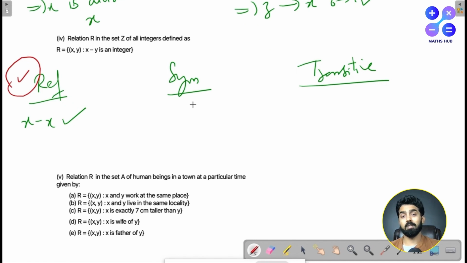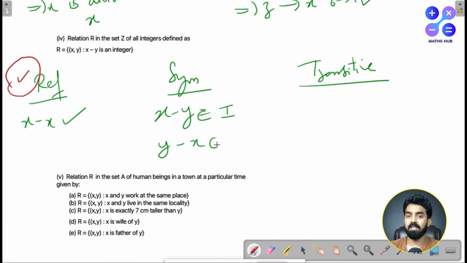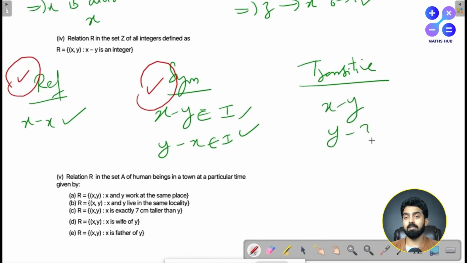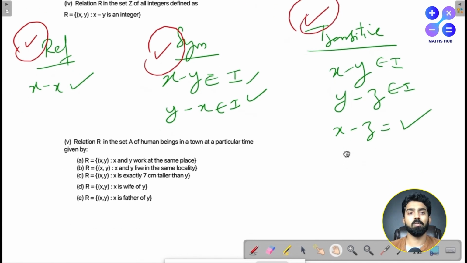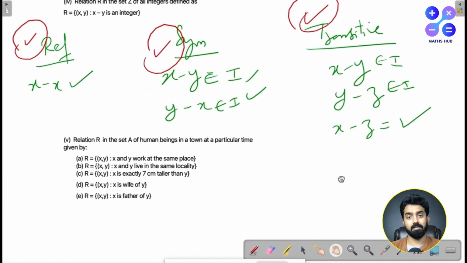Is it symmetric? If x minus y is an integer, will y minus x be an integer? 100% yes. If x minus y belongs to I, y minus x will always belong to I. So it is symmetric, yes. What about transitive? If x minus y is an integer and y minus z is an integer, is x minus z also an integer? Yes, 100%, right? If x minus y belongs to I and y minus z belongs to I, x minus z will always belong to I. It will be a set of integers. So this is also true. Great. So first time we have something which is true in all three cases.